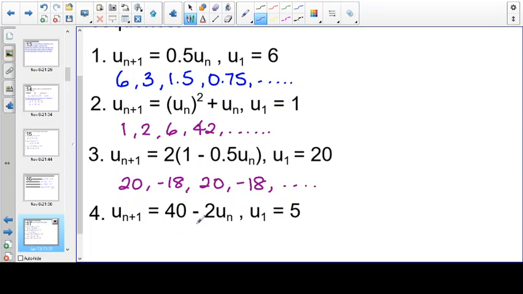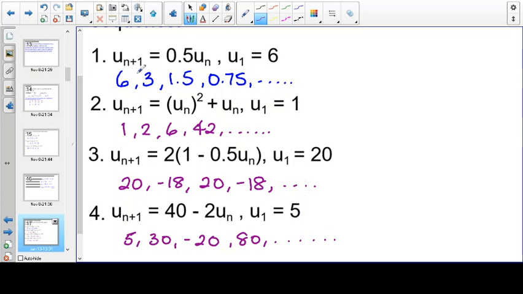This one, 40 minus 2 times 5 is 30. 40 minus 2 times 30 is minus 20. 40 minus 2 times minus 20 is 80, and so on. That was a bit of a funny one.